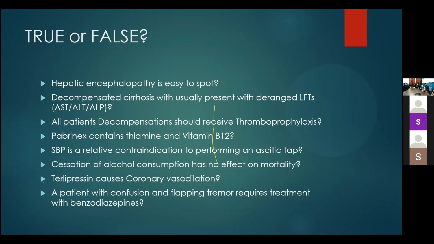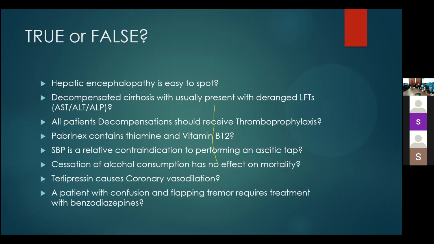I'm drawing on the screen. Terlipressin causes coronary vasodilatation. False. It causes constriction, which is why we need to be careful in those upper GI bleeds who have ischemic heart disease.